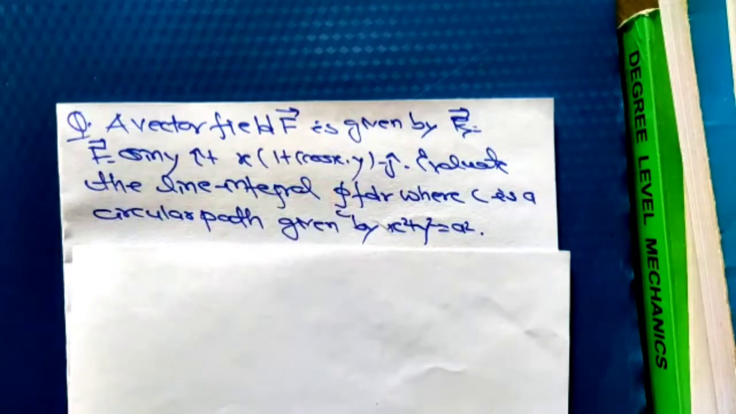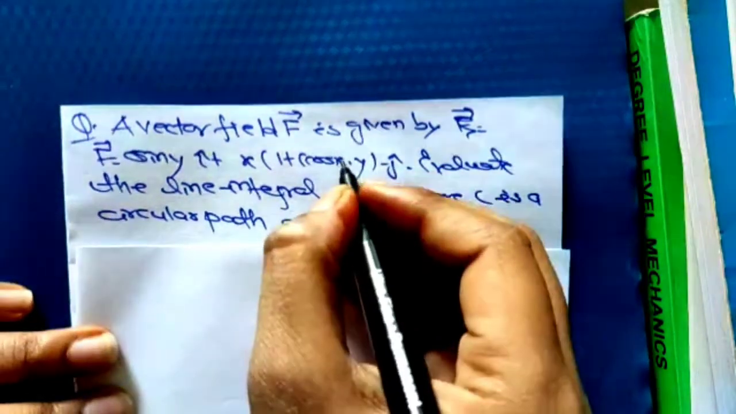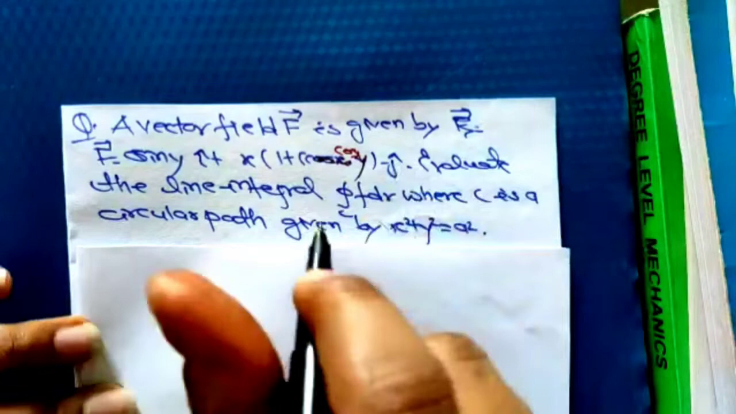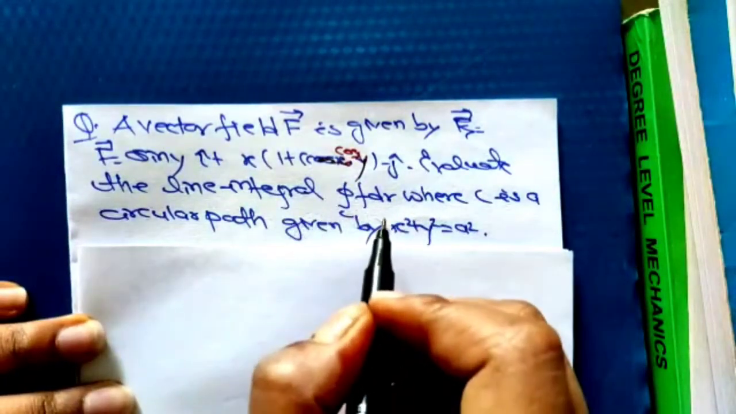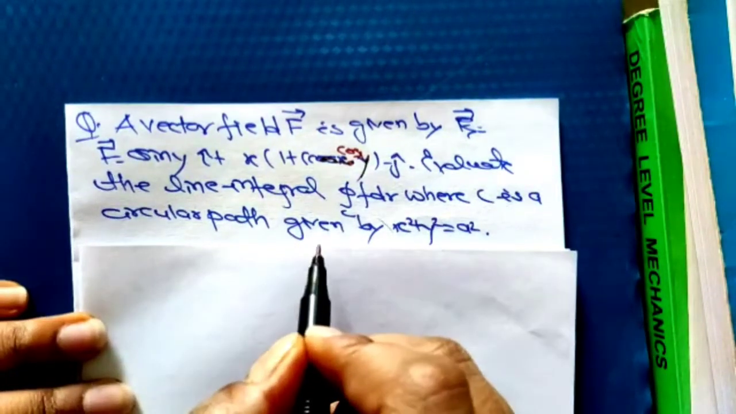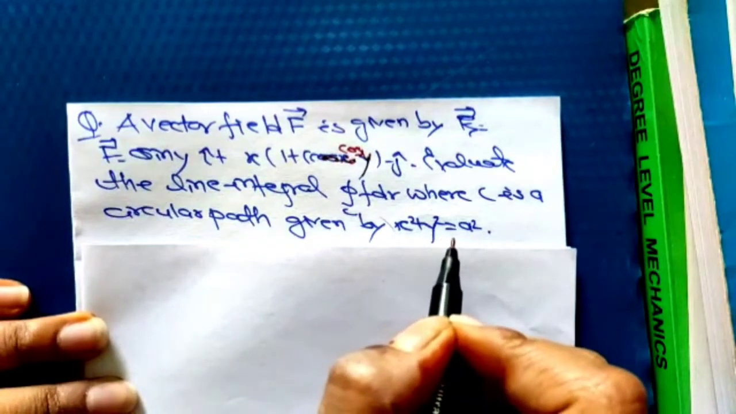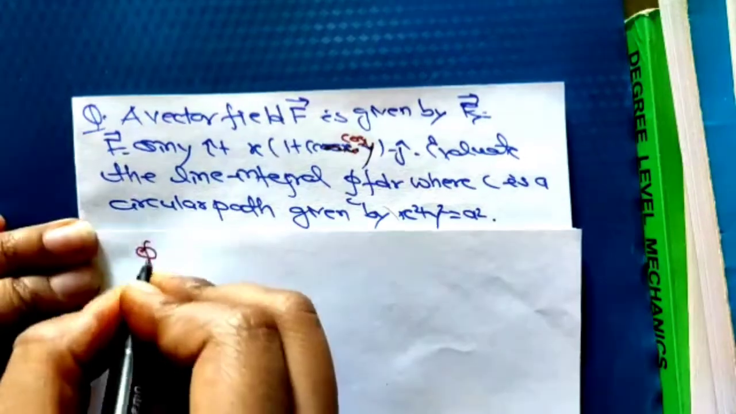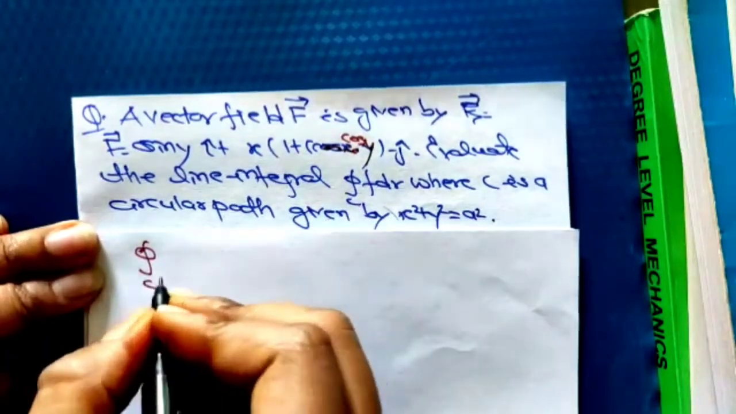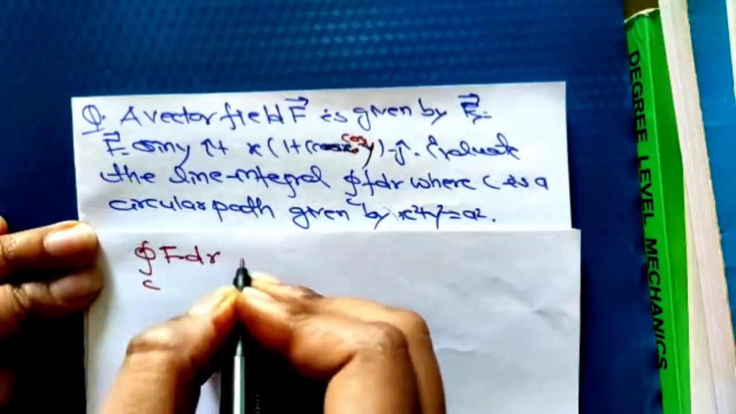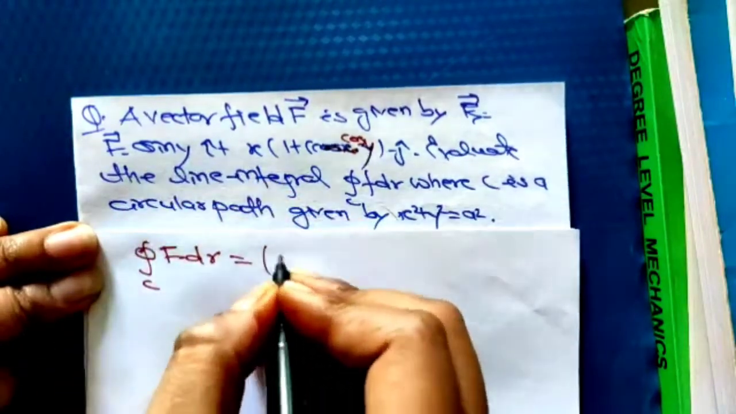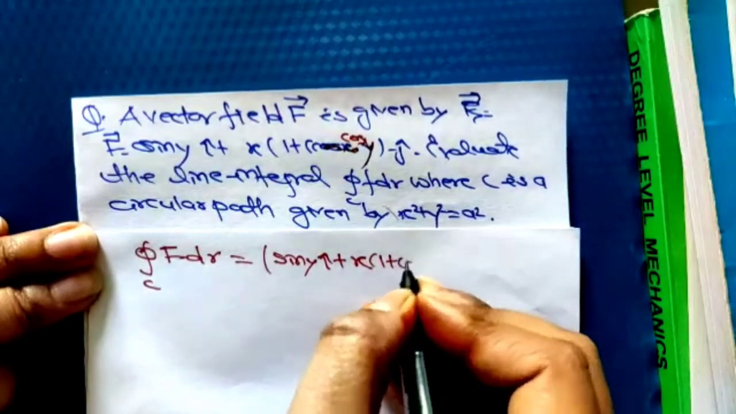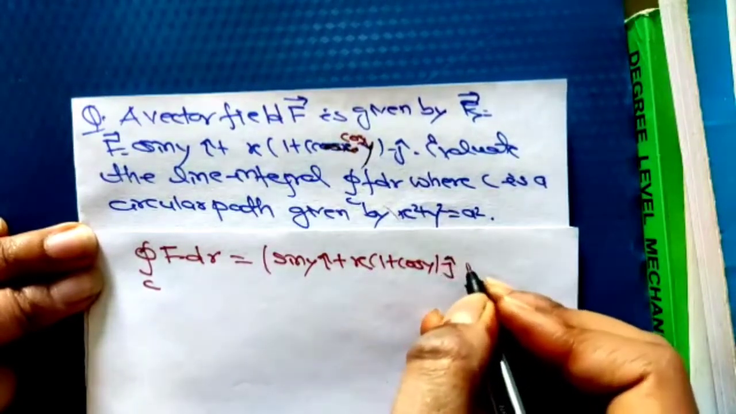So the next question is, a vector field F is given by sin y i cap plus x(1 + cos y) j cap. Evaluate the line integral of this, where c is the circular path given by this equation of circle. So the center is (0, 0) and the radius is a. The formula is given here. Line integral is equal to ∮ F · dr.